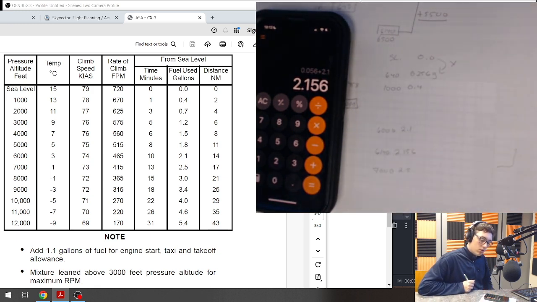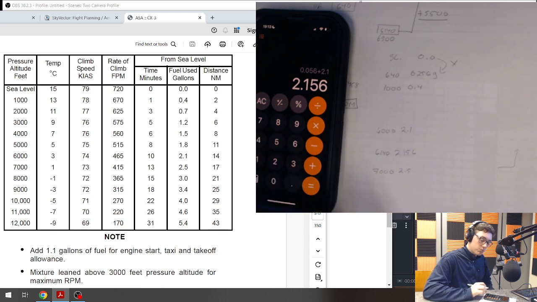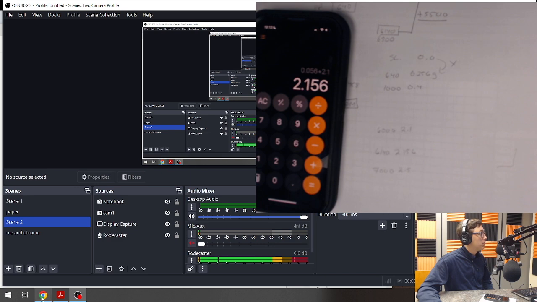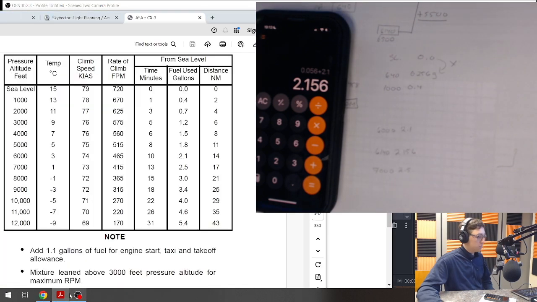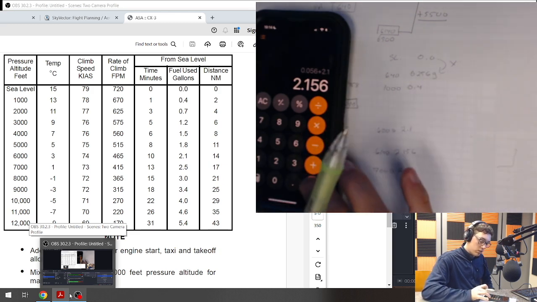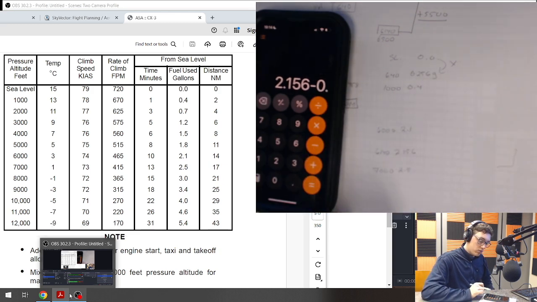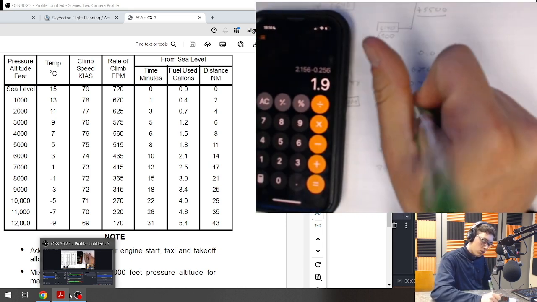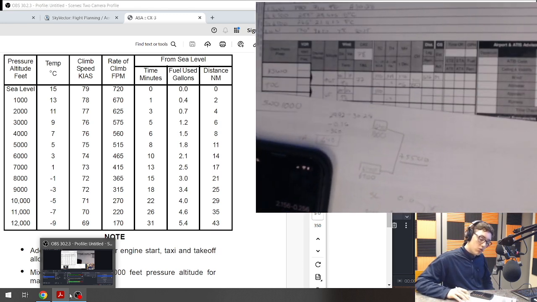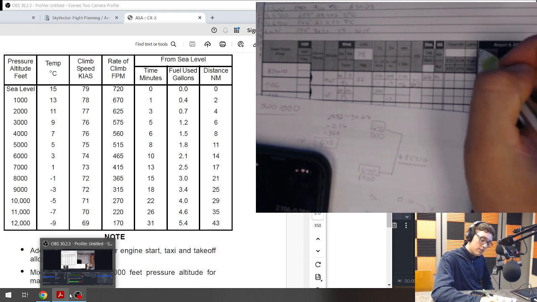Now, I'm not actually using all that fuel because I started from 640 feet, so I don't need the fuel from here. So what I'm going to do, 2.156 minus 0.256. Total of 1.9 gallons in the climb that I'm going to use. So we'll go over here. It's not a gallons per hour rate, but the fuel that I'm going to use for my climb is going to be 1.9 gallons.